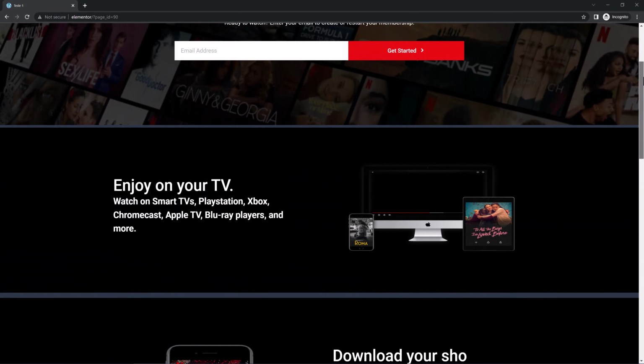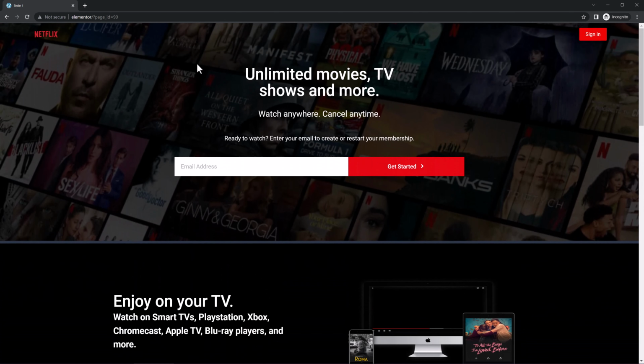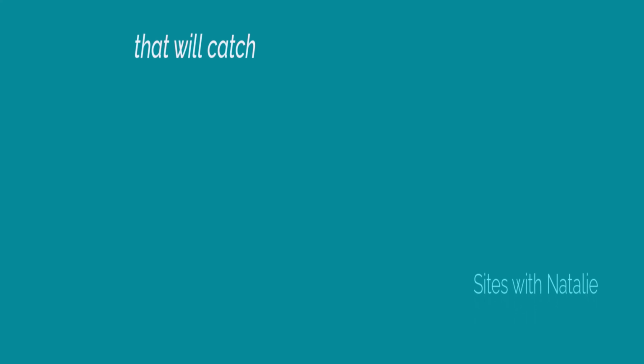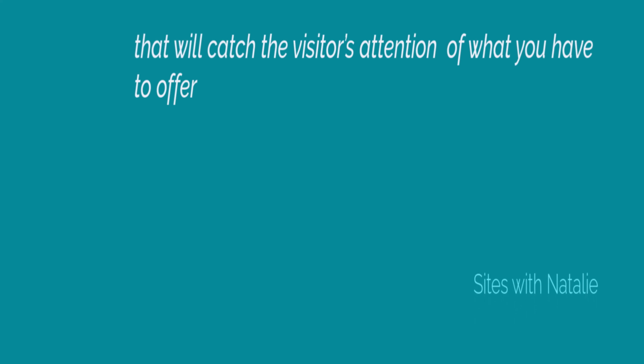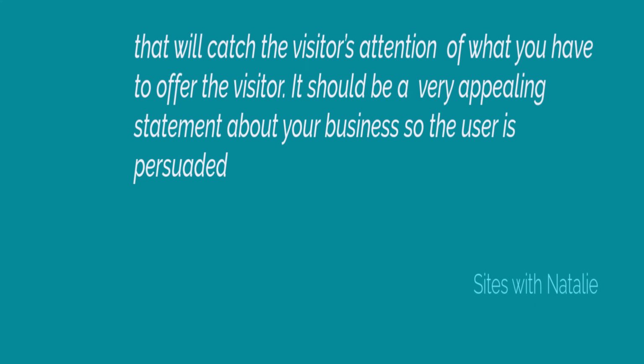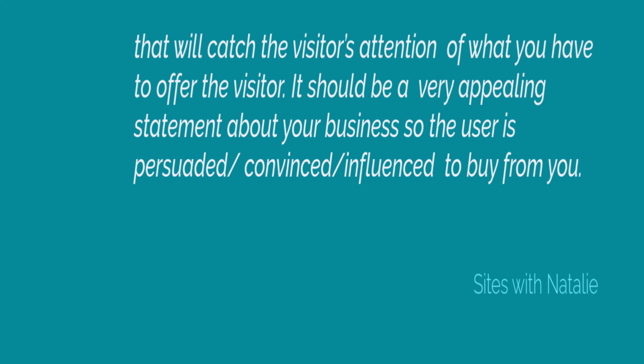To make things easier, you want to use these 5 elements on the page. Let's break them down all together. First, have a clear and compelling value proposition that will catch the visitor's attention of what you have to offer. It should be a very appealing statement about your business so the user is persuaded and convinced to buy from you. Second, have a very strong call to action within the page.